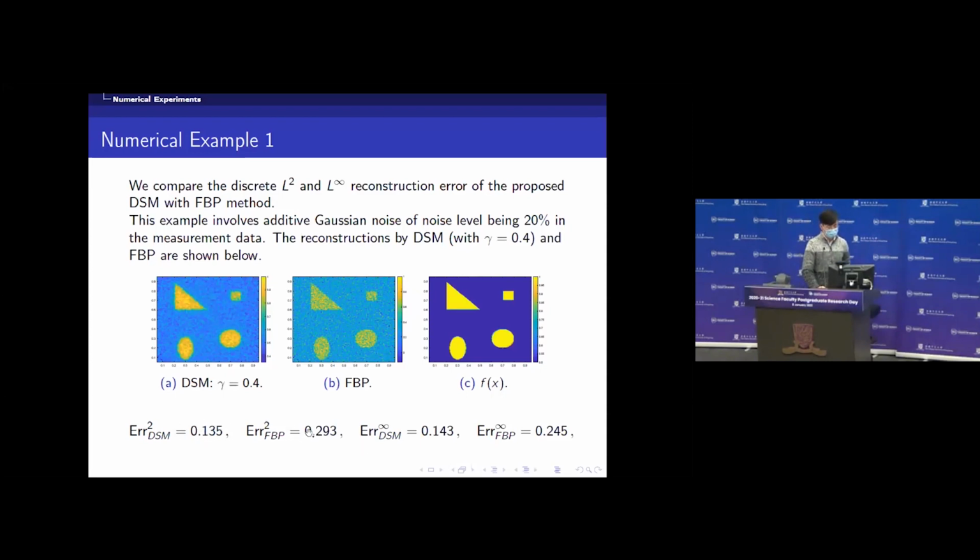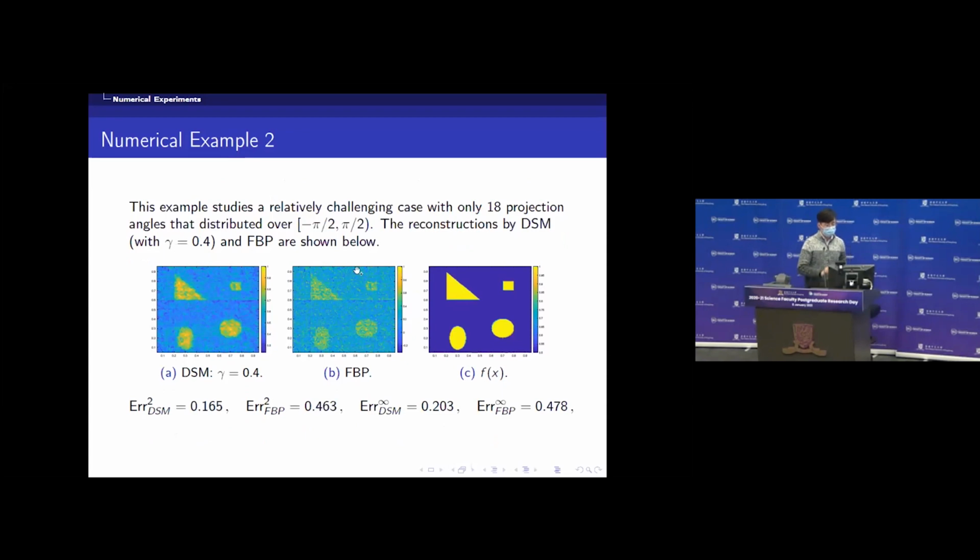of the traditional method. And for this case, we assume that we only have very limited measurement data, only 18 projections. In this case, we found the error of our method is only 1/3 of the traditional method. Basically, the method FPP is the most popular one in real applications now.